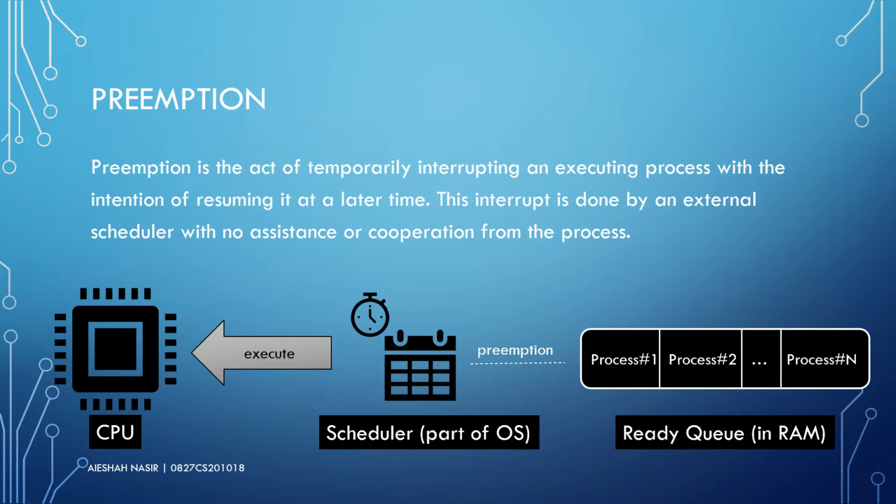So, CPU scheduling is of two types, preemptive and non-preemptive. Preemption is the act of interrupting a running process with the intention of resuming it at a later time. This interrupt is caused by an external scheduler, which is a part of the operating system, with no assistance from the process.